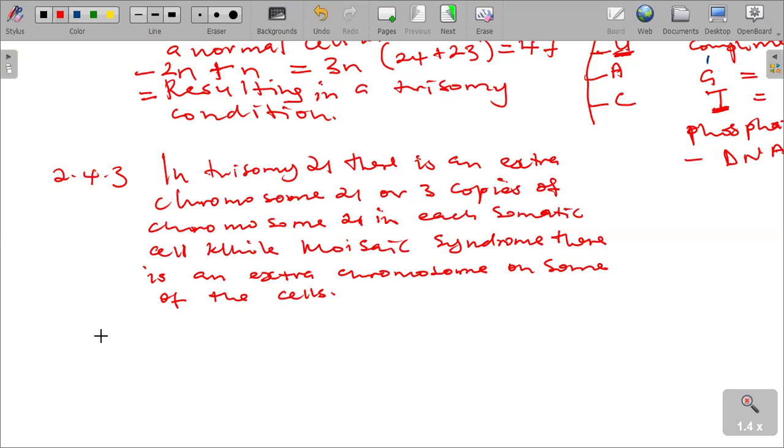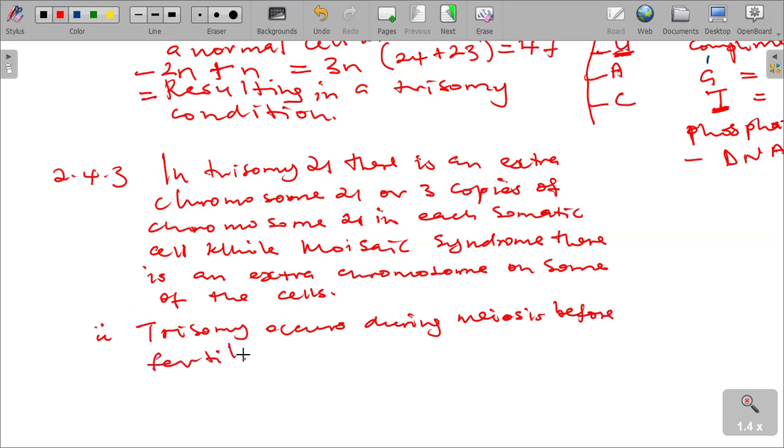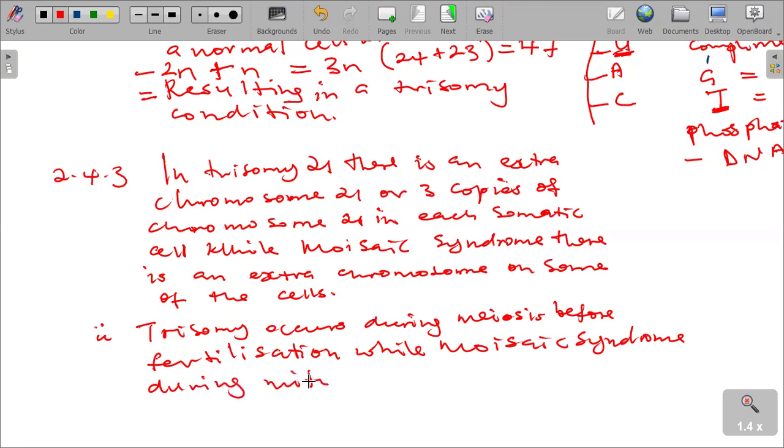And then we can also say, if you have seen the question scenario, that trisomy 21 occurs during meiosis before fertilization, but mosaic Down syndrome occurs during mitosis after fertilization.